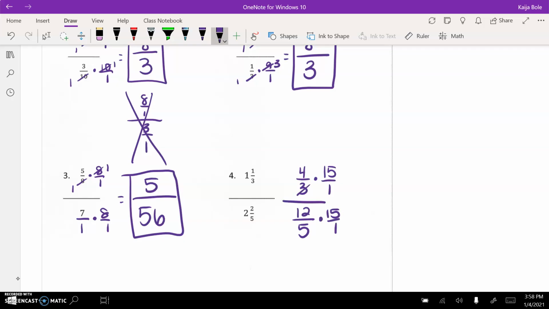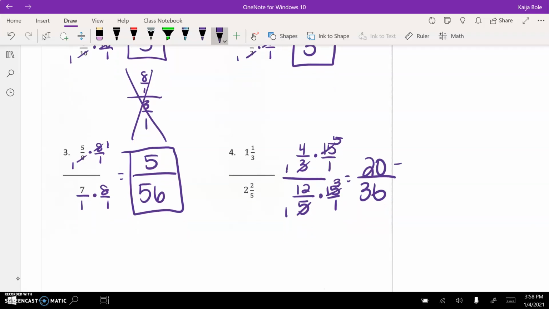On the top we cross divide, we get a 1 and a 5. So 5 times 4 is 20, and then on the bottom we get a 1 and a 3, and 12 times 3 is 36. Now I can still simplify this. You always want to get down as small as you can. So I can divide both of these by 4, and really my final answer would be 5/9.